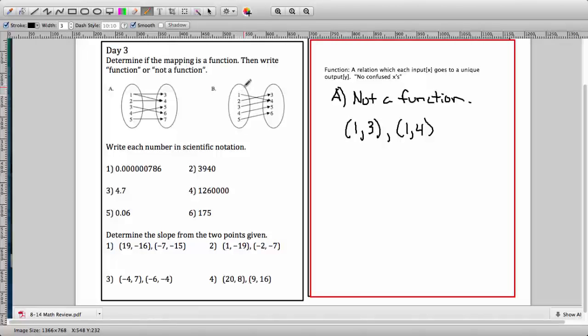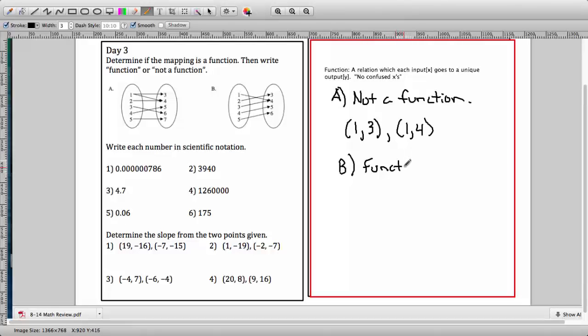B, it is a function. 1's pairing with 4, 2 pairing with 3, 3's pairing with 4, 4's pairing with 5, 5's pairing with 6. You can see both 1 is going to 4 and 3 is going to 4. That is not a problem. Each one of these x's know where they're going. It's okay to have a repeated y, but the x having more than one assignment is the problem. So in B here, function.